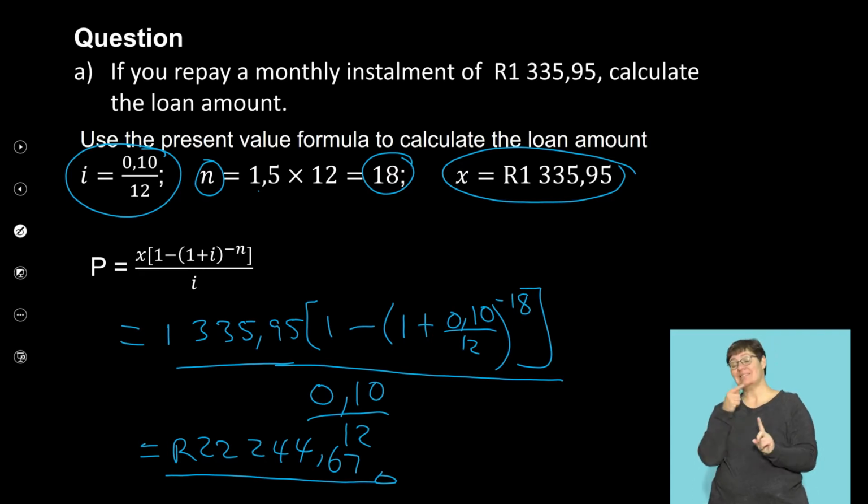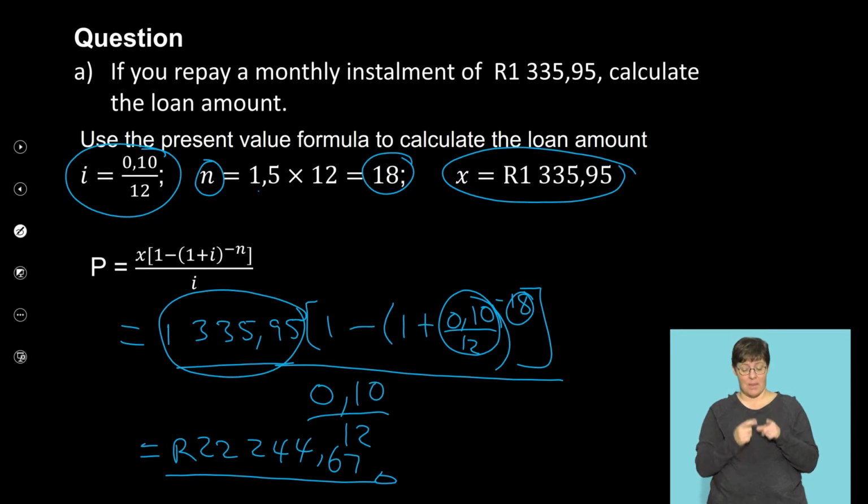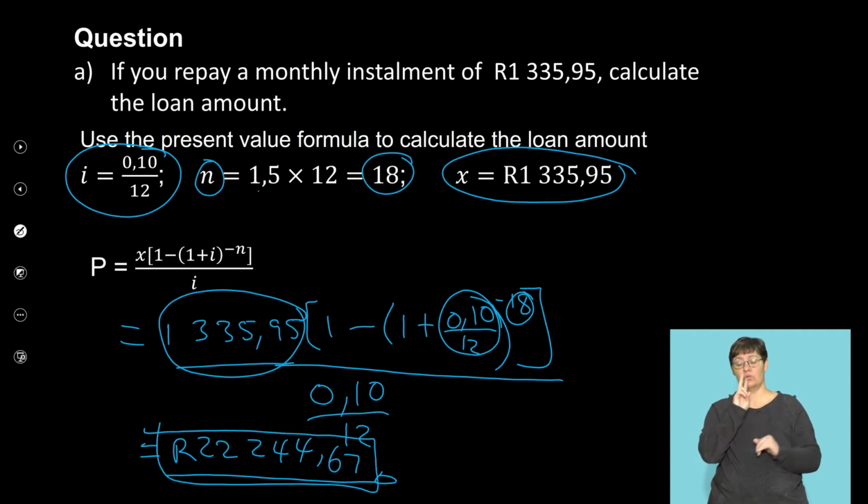This is normally what you are going to borrow in order for it to go towards the institution you are studying at that particular time. So therefore, if you can only afford to pay 1,335 rands and 95 cents, and the bank wants to charge you 10% for 18 months on a month-to-month basis, you can take 22,000 from the bank. So that's the loan amount that you need to calculate.